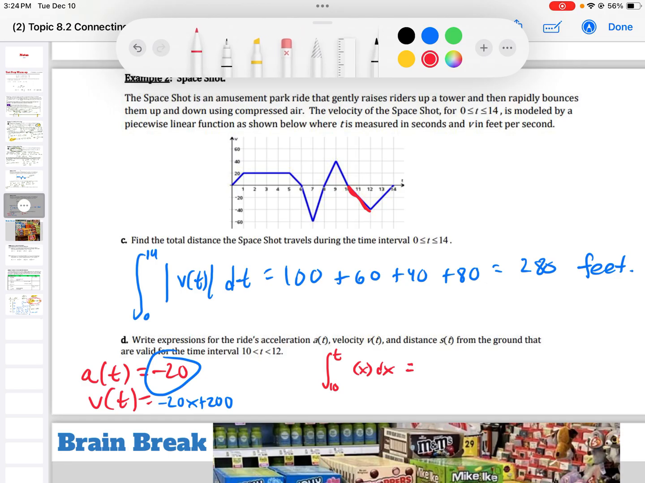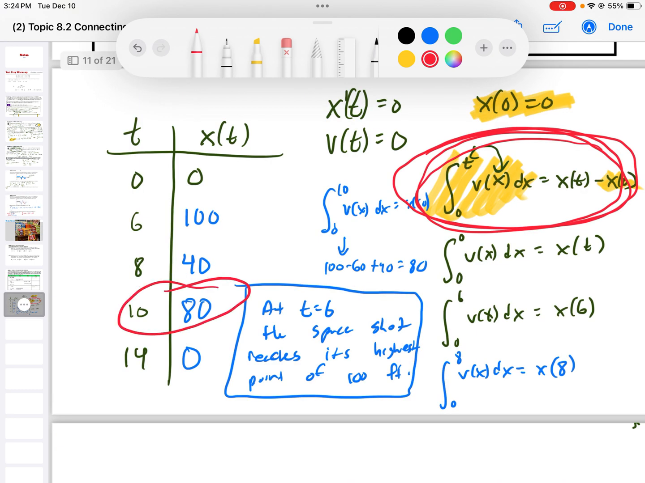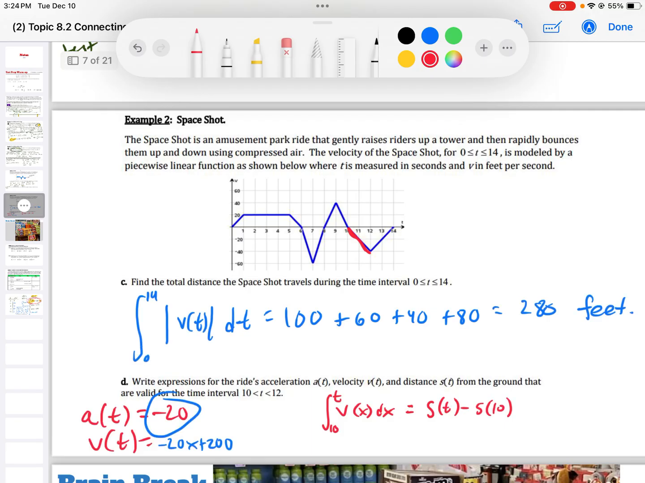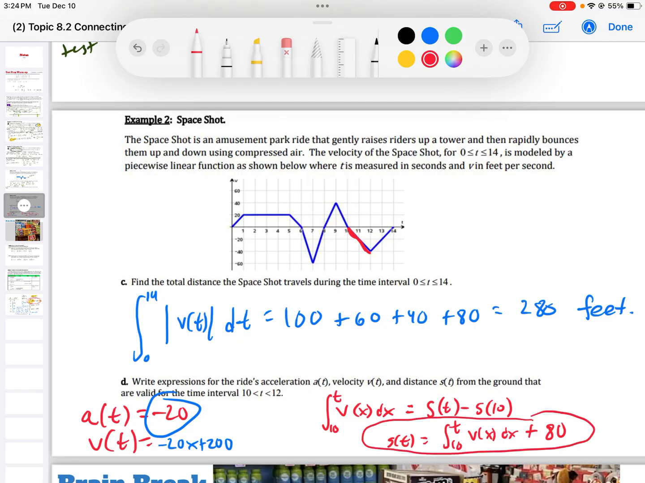Oh gosh, I said it wrong. This is not s, this is v, right? We have the graph of v, so I can find the area under the curve, would be equal to the antiderivative s of t minus s of 10. Do we know the position at 10? I think we do know the position at 10. We did it earlier, right? The position at 10 was 80. So I have s of t is equal to the antiderivative v of x dx plus 80. All right, there it is.